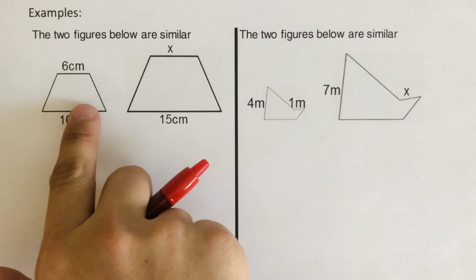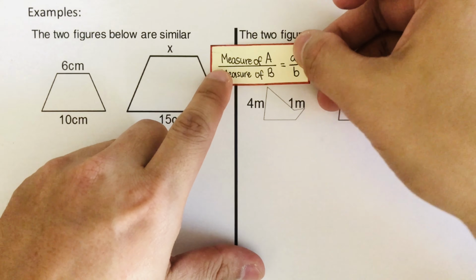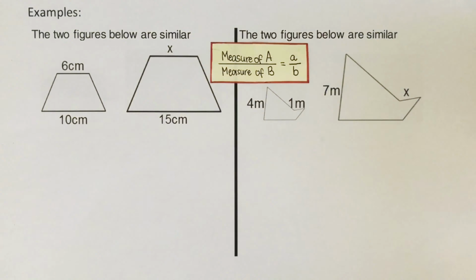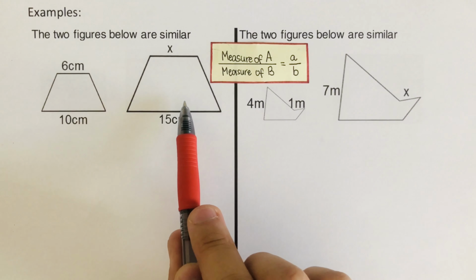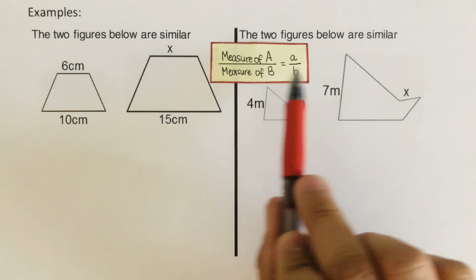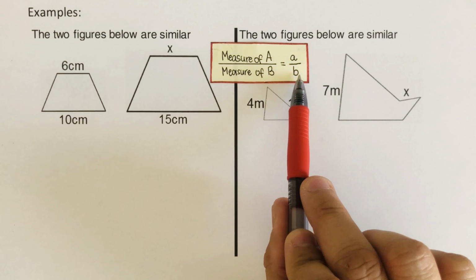So we are given two quadrilaterals. Specifically, this is a trapezoid. So these two trapezoids are similar. In any case when these two figures are similar, we have this formula right here: the measure of figure A over the measure of figure B is equal to the length of figure A over the length of figure B.